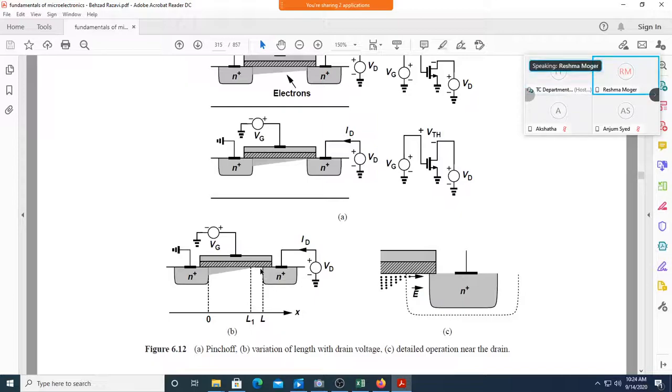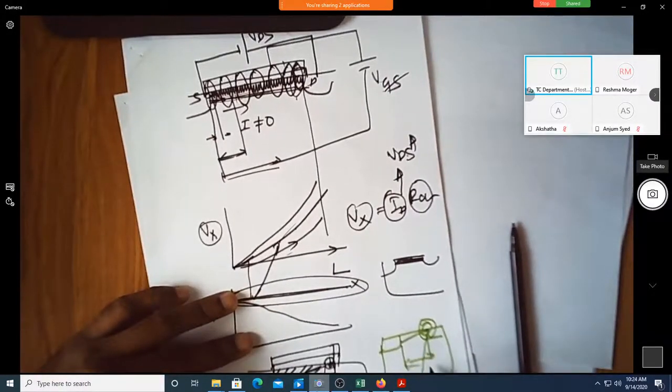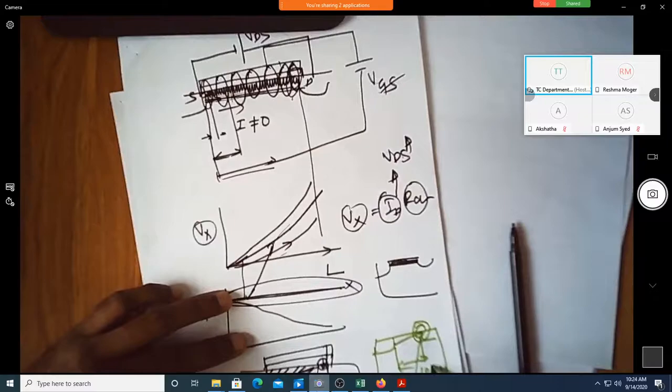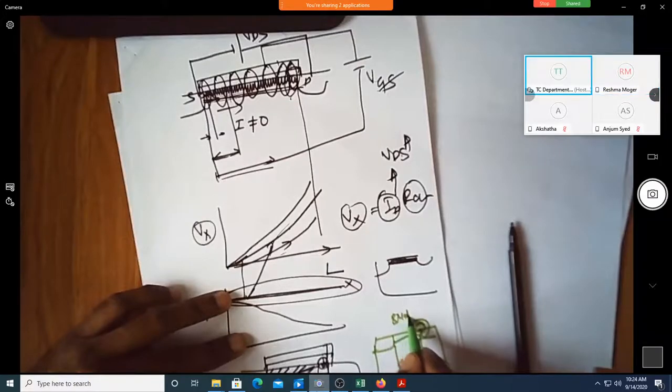Here, whatever you had as 0 will almost become negative, and you can see this 0 is extending towards this side. Whenever you further increase your VDS, the pinch off is going to move more and more towards the source side. Assume that this length was earlier 10 micrometer. Now, as pinch off starts, assume the channel length becomes 8 micrometer, correct?